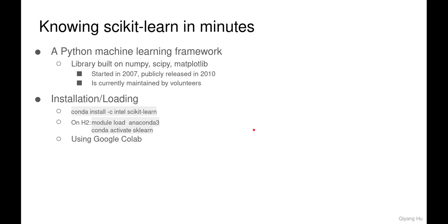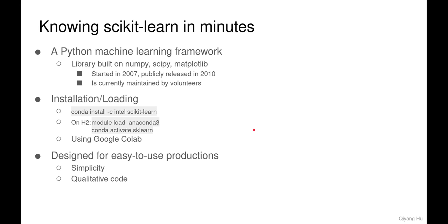A big reason Scikit-Learn became so popular in the machine learning community is that the library is designed for ease of use and for production. Easy to use means the structure and the logic in the library are very simple. And for production, it means the quality of the code itself is very good. Specifically, you can get very good performance even if you don't use any fancy techniques.